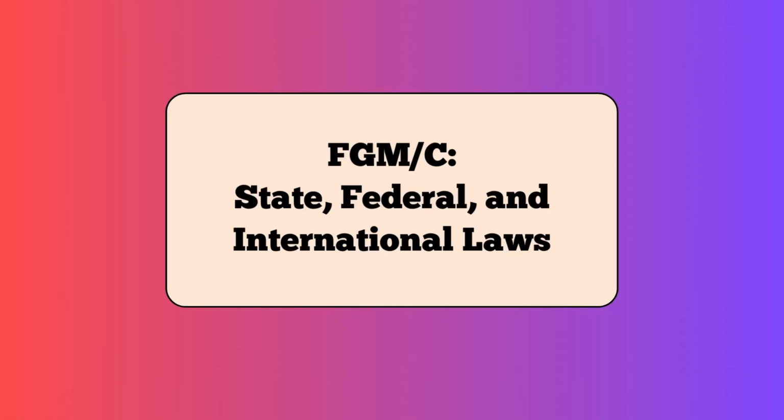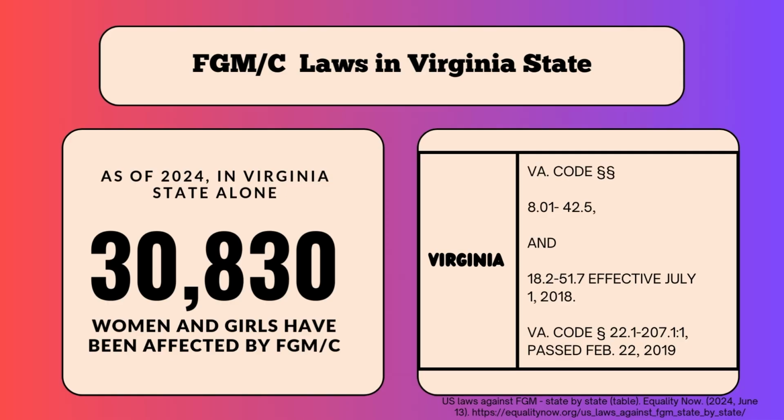Next, we are going to discuss FGMC, state, federal, and international laws. To start, we are going to discuss FGMC laws in Virginia State. As of 2024, in Virginia State alone, 30,830 women and girls have been affected by FGMC. Virginia has 3 FGMC laws, including Virginia Code 8.01-42.5, 18.2-51.7, and Virginia Code 22.1-207.1.